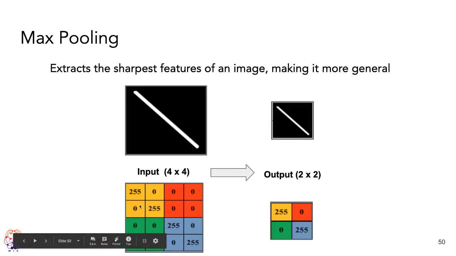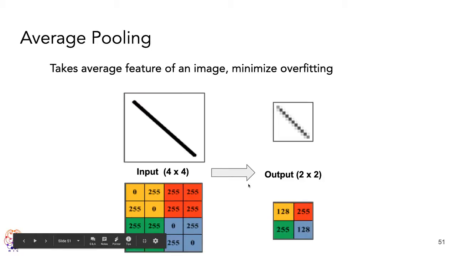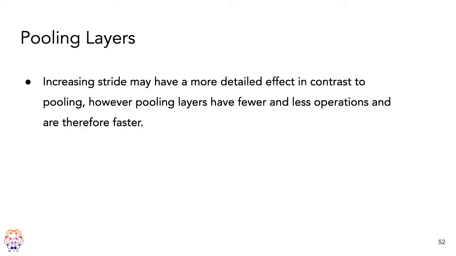Let's say this was the top left corner. We just grab 255 and we append it there. 255 there. We can also use average pooling, which averages it, but in practice we tend to use just max pooling. So max pooling and just increasing strides are two ways to shrink your images.